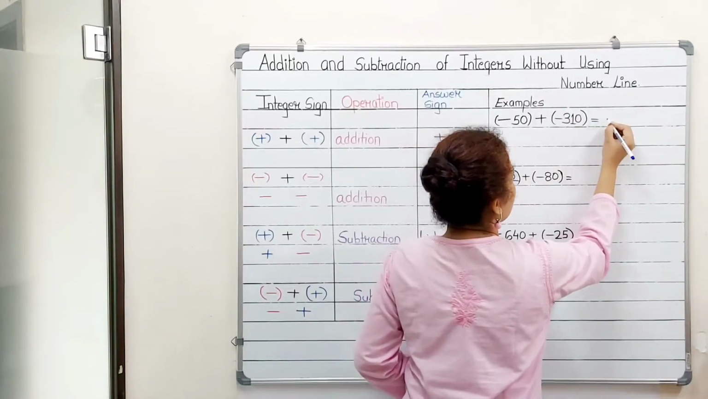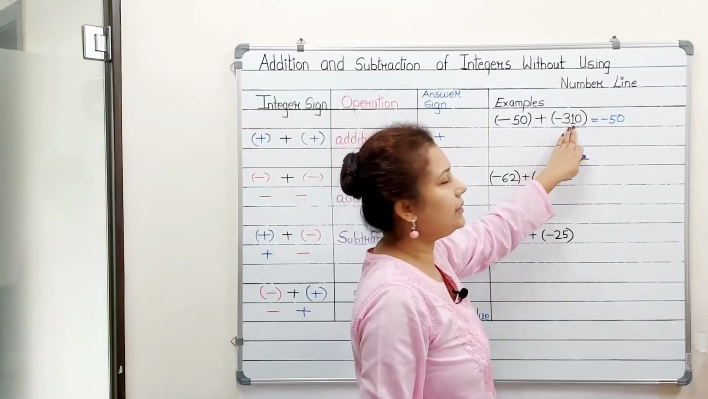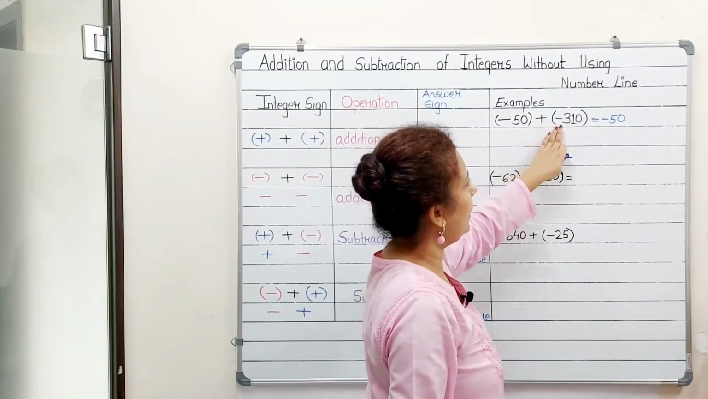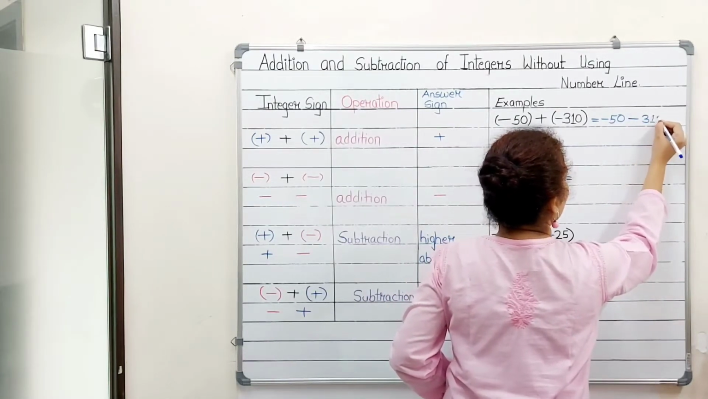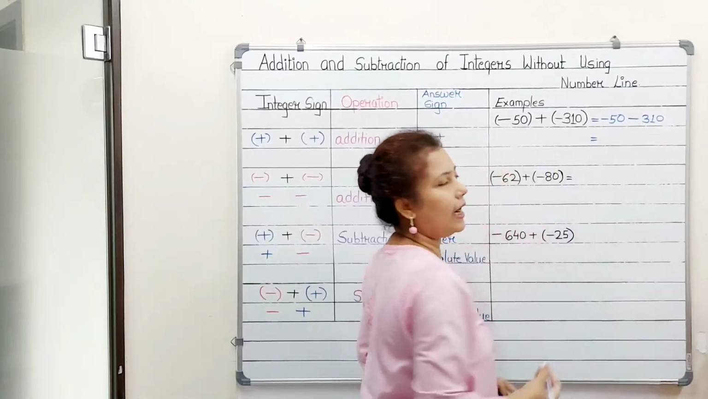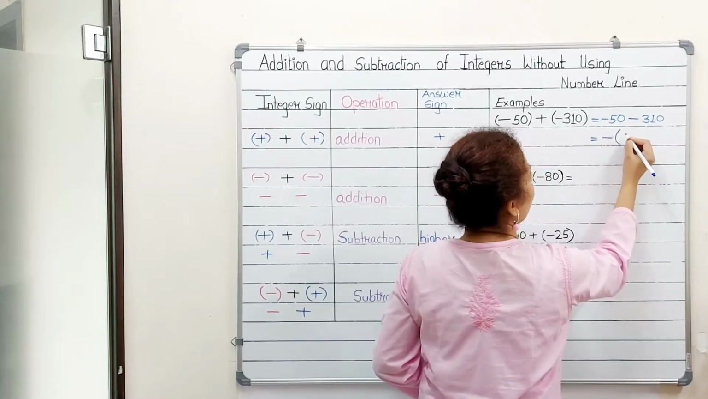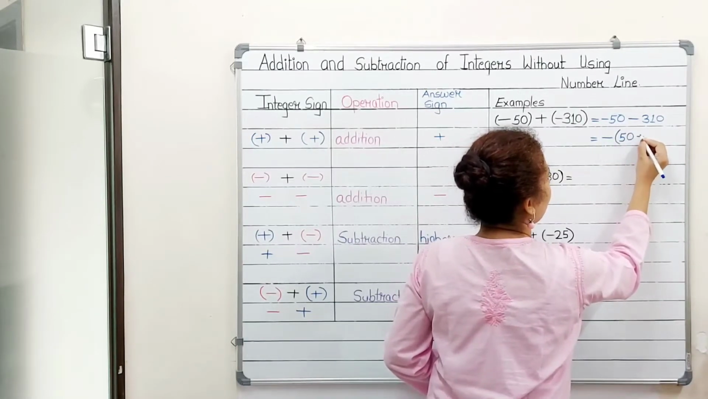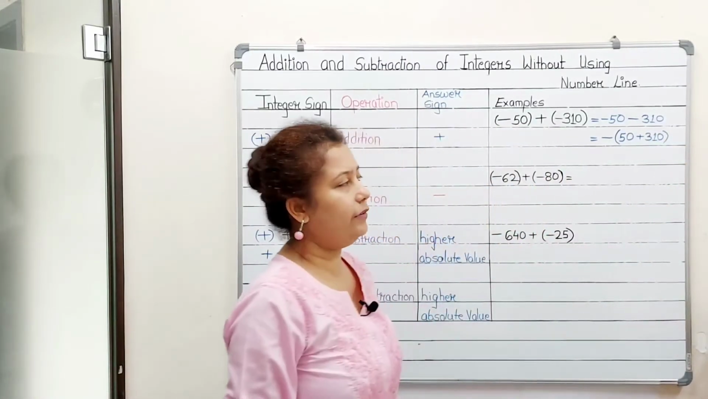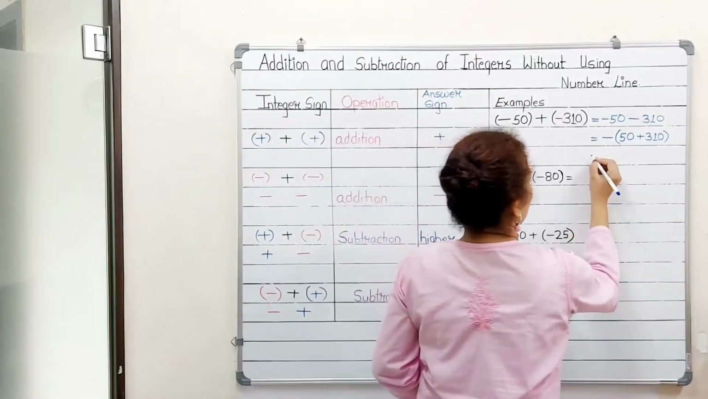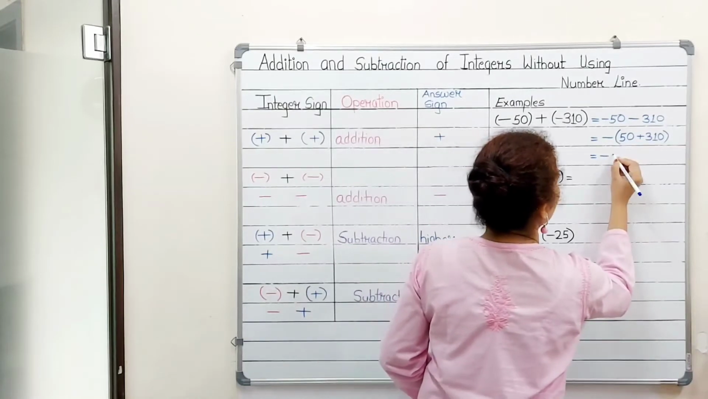First, we will write as it is. First integer is minus 50. The second integer is minus 310; plus minus becomes minus, so 310. Now both the integers are negative. So here again we will give the common sign, that is negative, and add the absolute values of the integers. So here we are adding 50 plus 310. So the sign will be negative and the answer will be 360.